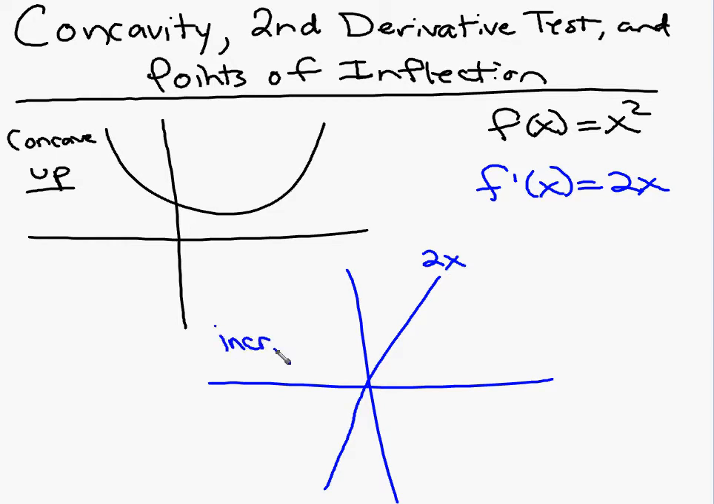One other thing. The first derivative is 2x. What's the second derivative? 2. Is that positive or negative? Positive. And what I've just done is I've led you into a couple of our tests for concavity. All right, let's get to it. We'll call these tests for concavity.